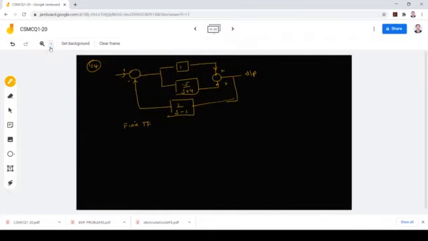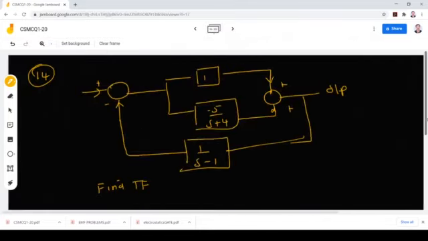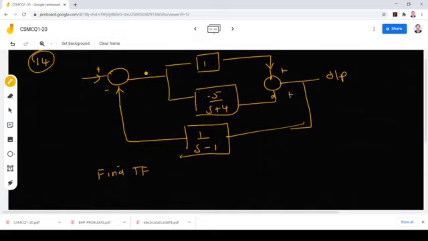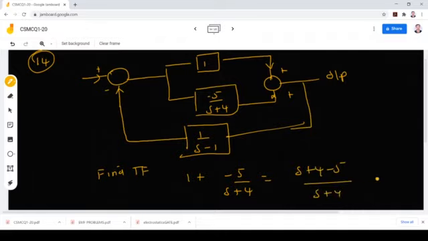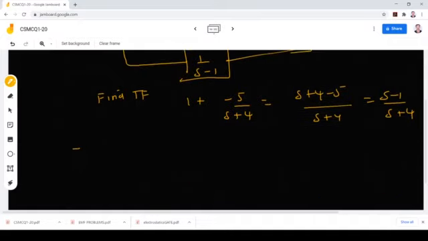And the next question is: simplify and find the transfer function. So first these two are parallel. Parallel means we have to add. So 1 minus 5 divided by s plus 4. So it will become (s + 4 - 5)/(s + 4). That is equal to (s - 1)/(s + 4). So it will be simply becoming like this, (s - 1)/(s + 4).